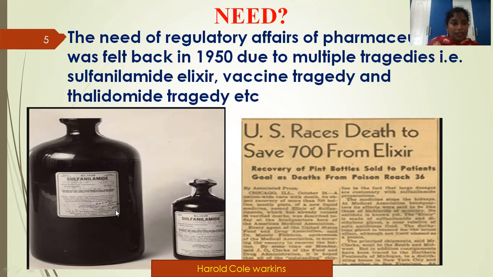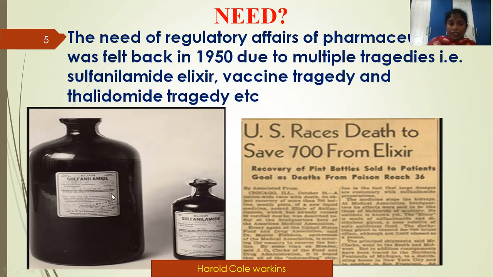He prepared this drug, and to ensure this appearance, he added the diethylene glycol to this sulfonamide. At the time he did not know what would happen by this; he compounded these two and dispensed them to the public. So this leads to the toxic effects. Many deaths happened by this sulfonamide elixir.